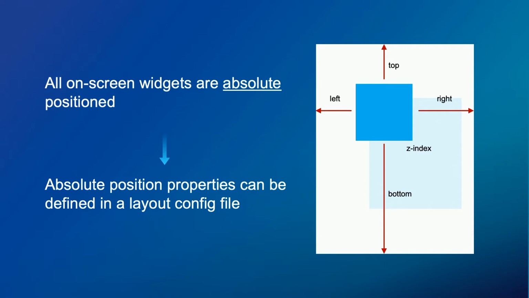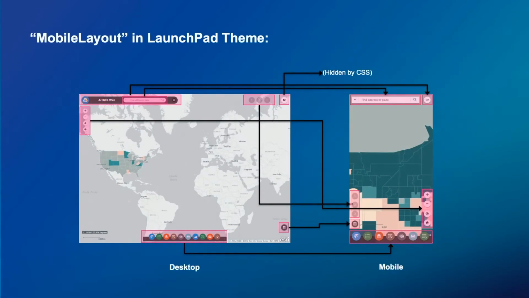If you are familiar with the CSS absolute position system, you should be familiar with this system. The on-screen widgets and the map are all absolutely positioned, which means you can define the same position properties, such as top, bottom, left, right, and z-index, in the layout config. Just for your reference here. If you can see that clearly, I'll try to explain the screenshots.